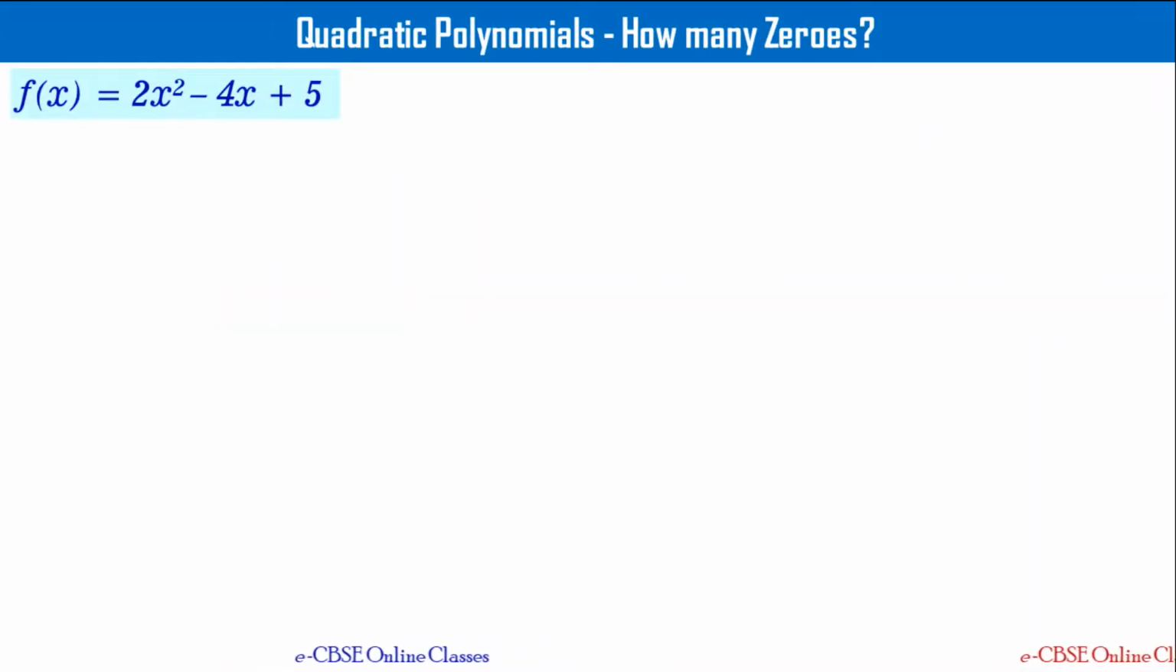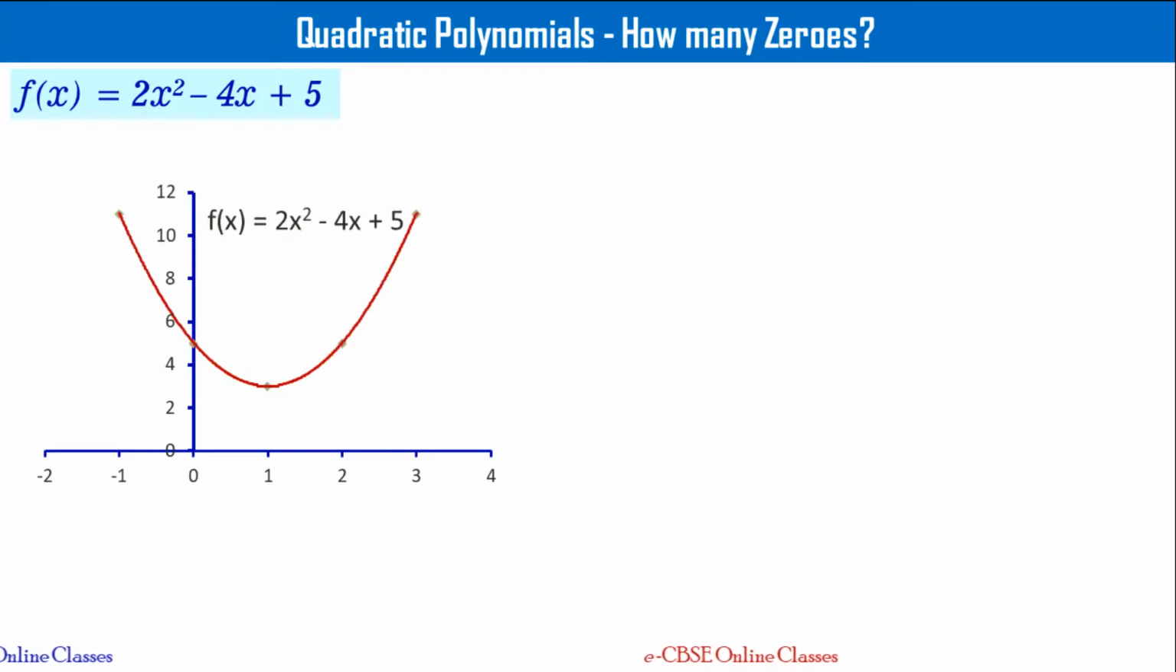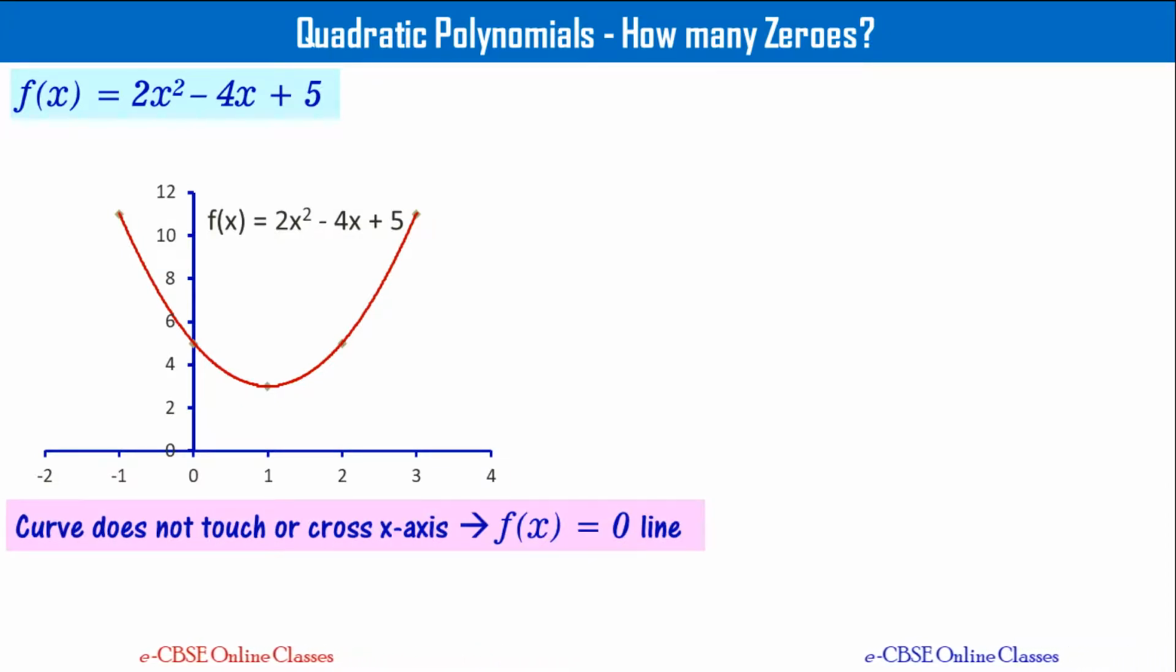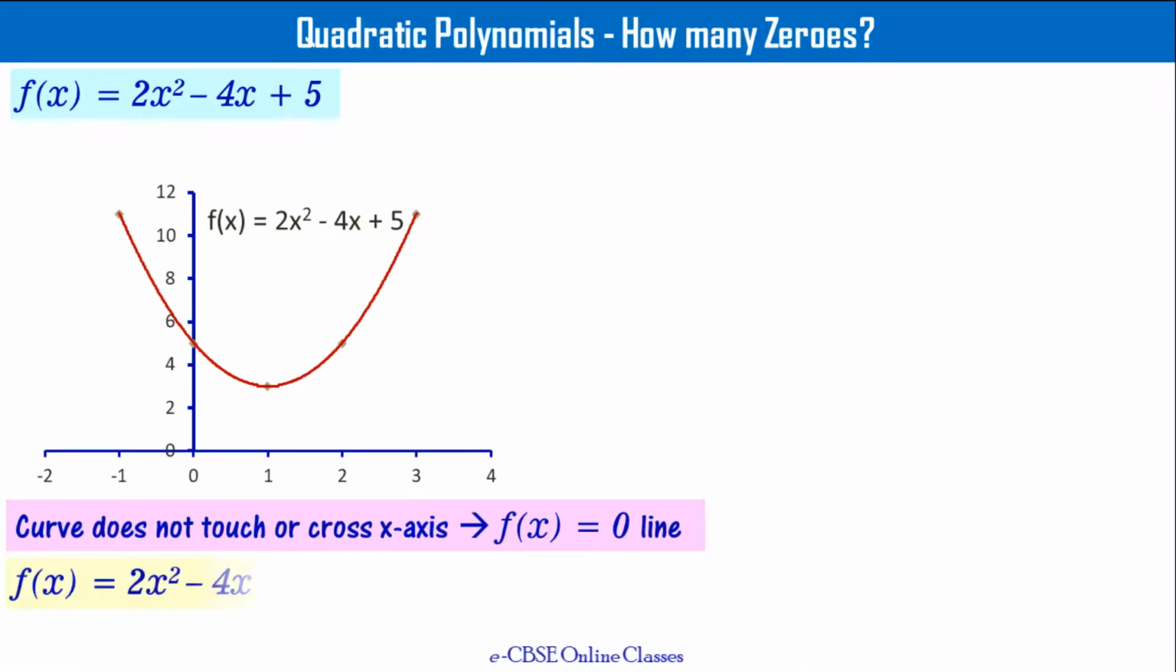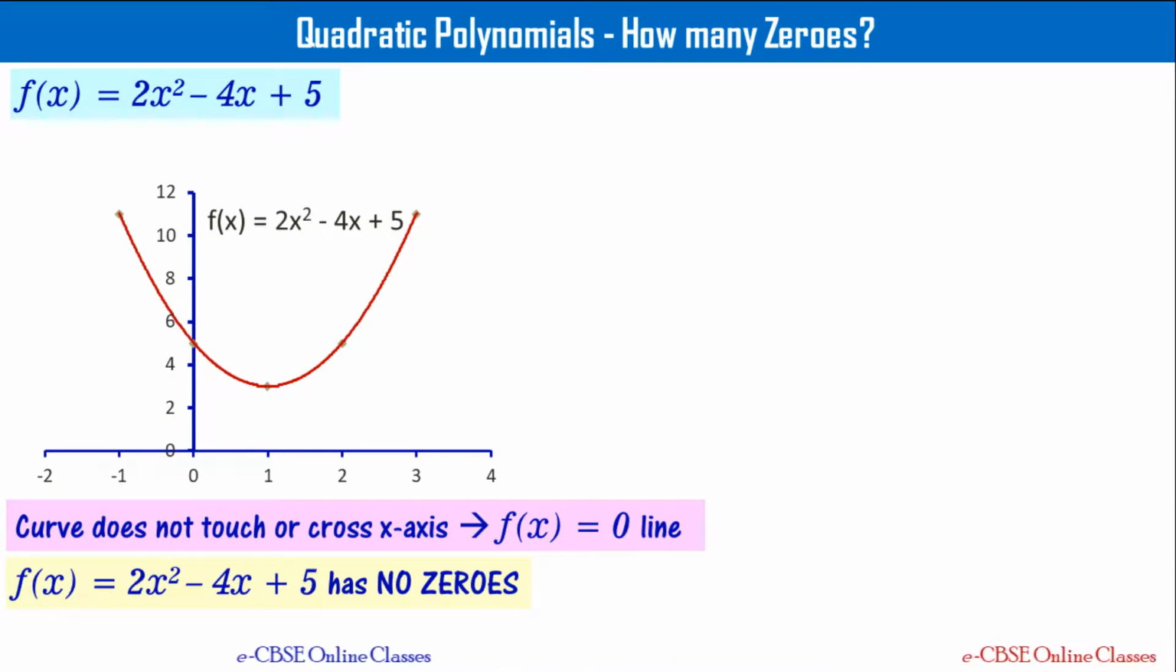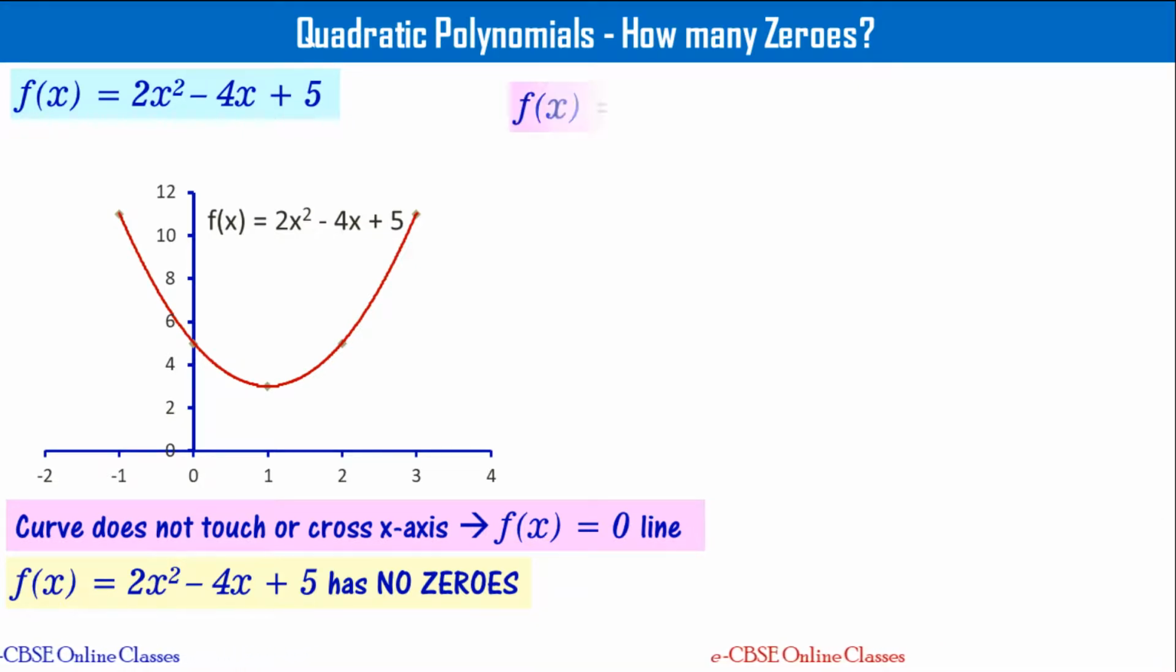Let us consider another polynomial, that is f of x equal to 2x square minus 4x plus 5, for which you can get a curve like this. From this curve, we can say that the curve is not touching or crossing the x-axis, that is f of x equal to 0 line. It means that f of x equal to 2x square minus 4x plus 5 has no zeros, right?